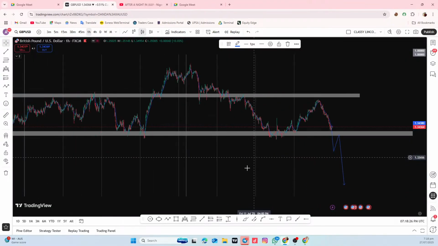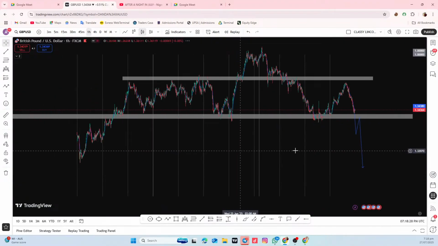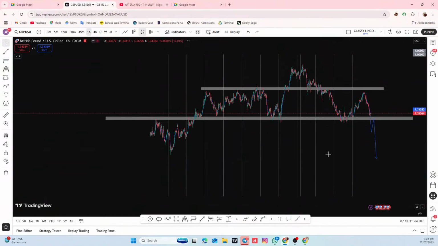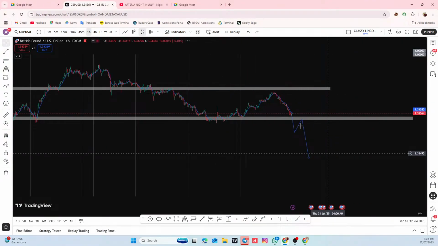So basically, GBPUSD was in an uptrend, but nevertheless, price has paused a little bit. Now we're looking for it to break this low. If we break this low, we are looking to sell more GBPUSD. So this is what you have on GBPUSD.